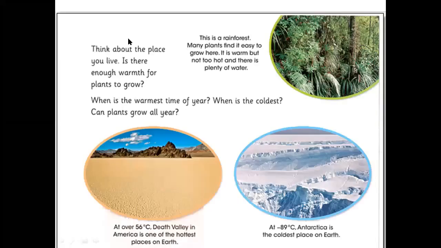On your learner book you can see this page. If the plant is in a rainforest, how does it grow? If it is in a warm place, if the temperature is good, how does the plant grow? Everything is available, so your plant can grow easily. This is a rainforest. Many plants find it easy to grow here. It is warm, but not too hot, and also not too cold, and there is plenty of water, so plants can survive here easily.